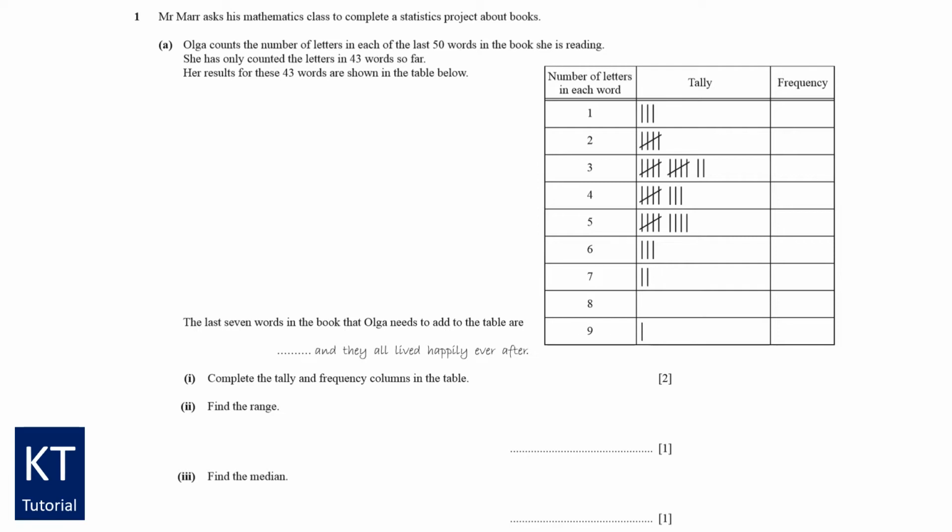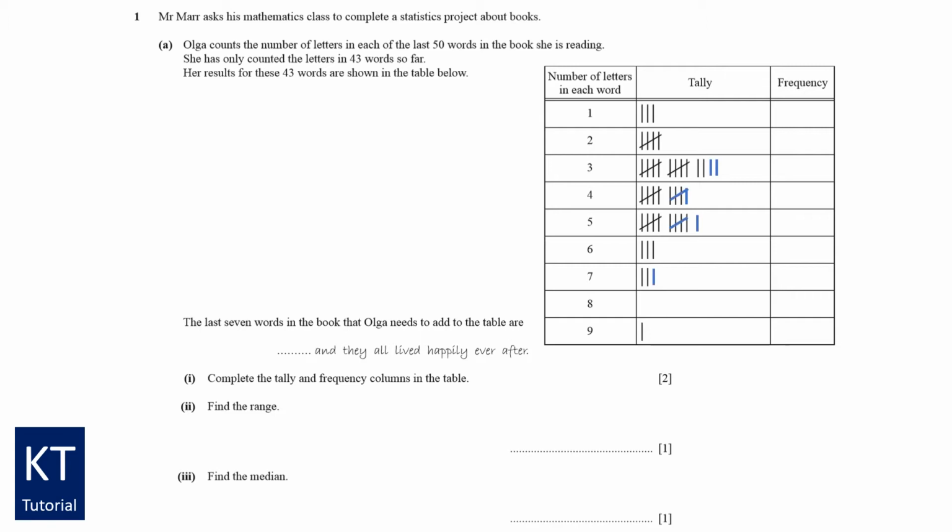Olga counts the number of letters in each of the last 50 words in the book she is reading. She has only counted the letters in 43 words so far. Her results for these 43 words are shown in the table below. The last 7 words in the book that Olga needs to add to the table are, "and they all lived happily ever after." Complete the tally and frequency columns in the table.